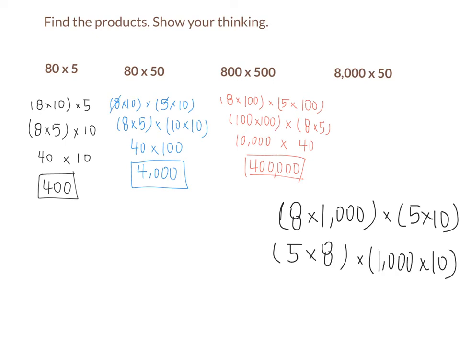Arvind, if I have 5 times 8, what does that equal? 40. If I have 1,000 times 10, what does that equal? 10,000. So I have 40 copies of 10,000. So therefore, 8 1,000s times 5 10s is the same as 40 10,000s. Do you guys see that? Okay, if I want to write that in standard form, that's the same as? 400,000. Very good.